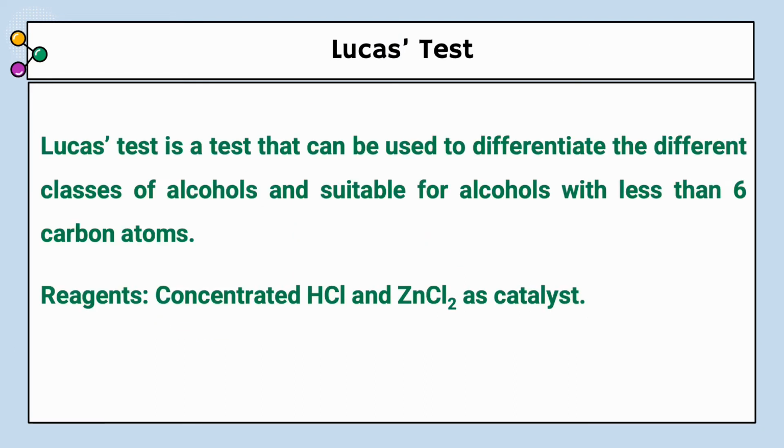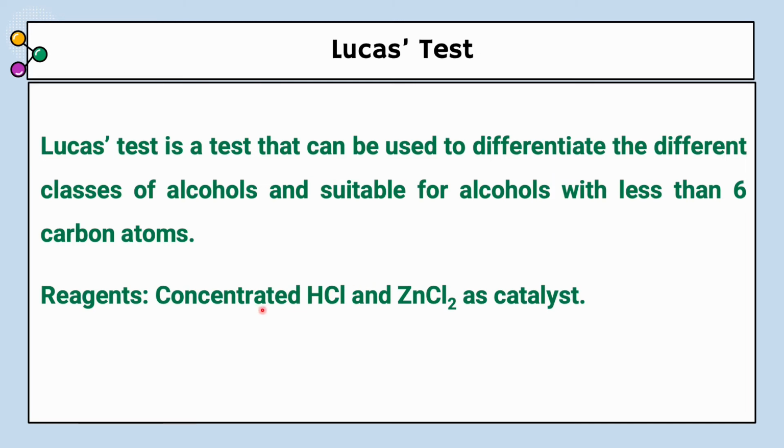So the first part of experiment 5 is we need to treat those different classes of alcohol with the Lucas test. The reason is because the Lucas test is a test that can be used to differentiate the different classes of alcohol. Okay, and the Lucas test is only suitable if the alcohol consists of 6 carbon atoms or less. The reason is because if the alcohol has 6 carbon atoms or fewer, then it can completely dissolve in this Lucas reagent.